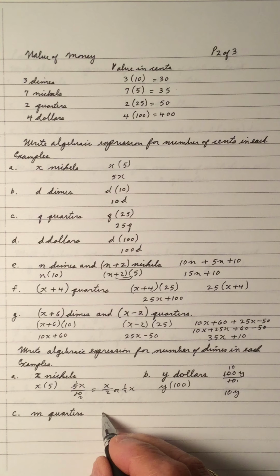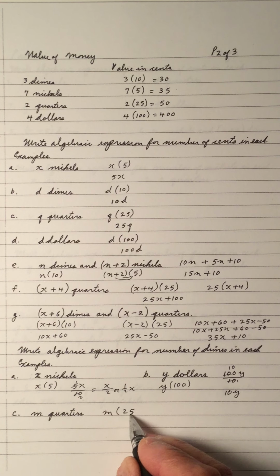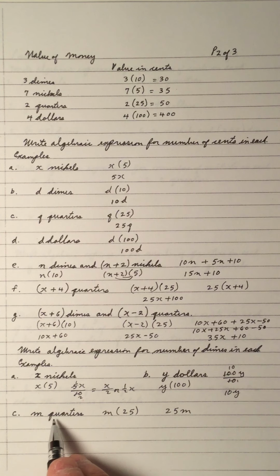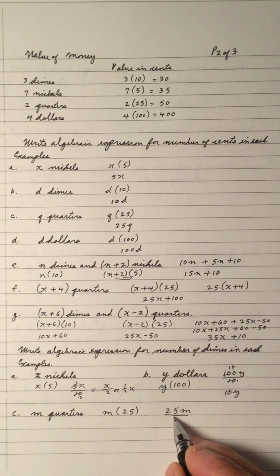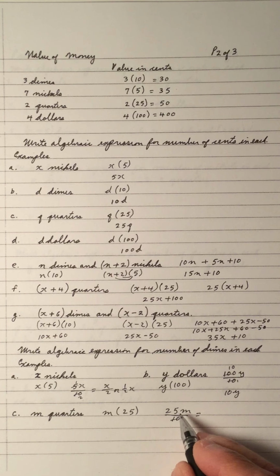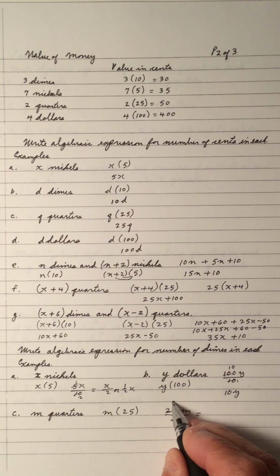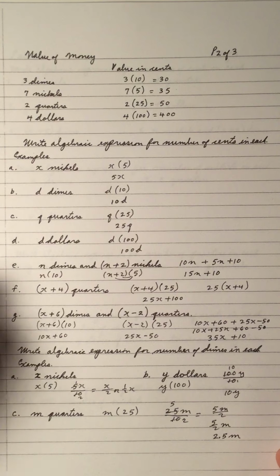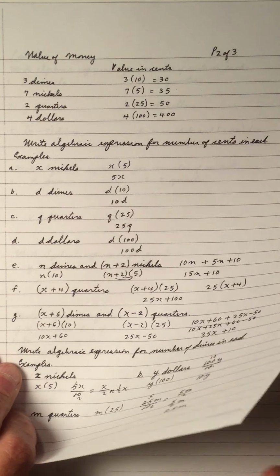We got M quarters, so we got M times 25 cents. So that's the same as 25M. That's the number of cents in M quarters, and we divide by 10 to get the number of dimes. So we can cancel here: 5 into 10 goes 2, 5 into 25 goes 5. So that's 5M over 2, or we can call it 5 over 2 M, or we could go 2.5 times M if we want a decimal. Either or, your choice. Let's continue.